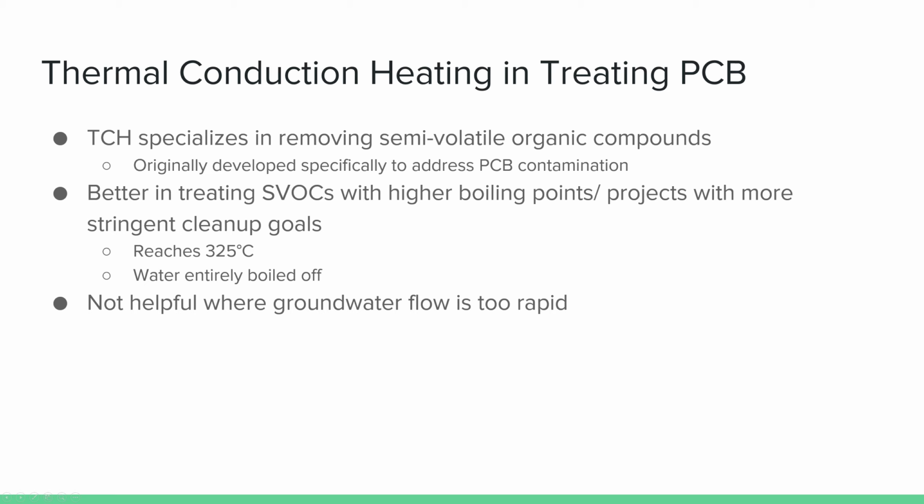Let me go into the pertinence of each technology in treating PCB. Thermal conduction heating, which I will refer to as TCH, was originally developed to address PCB contamination. It specializes in removing semi-volatile organic compounds and has a higher operating temperature that can reach 800 degrees. Therefore, it is good at treating compounds with higher boiling points or projects with a more stringent clean-up goal.